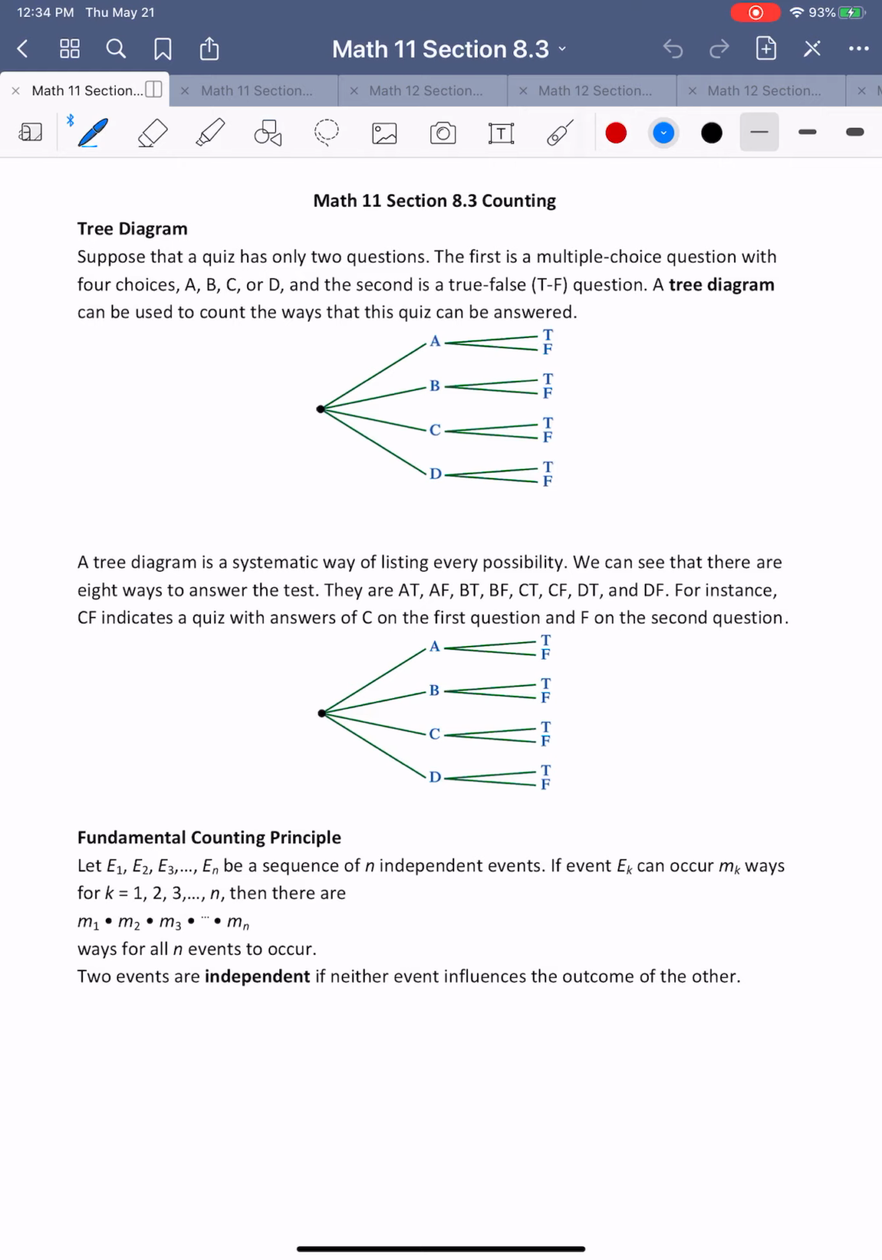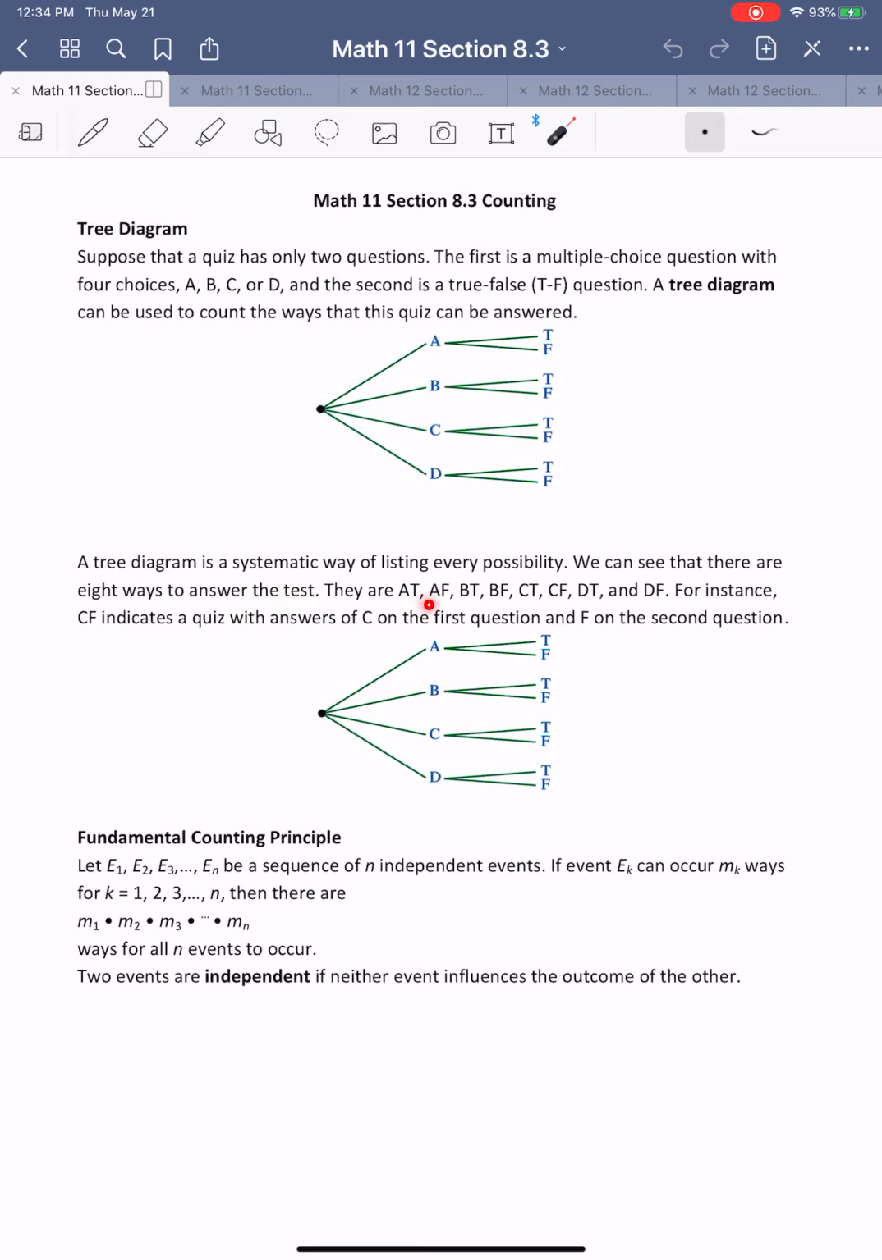So the tree diagram: suppose the quiz has only two questions, and the first is a multiple choice question with the four choices A, B, C, D. And then the second question is true or false, and there will be eight total samples you can get. A tree diagram is a systematic way of listing every possibility. We can see that there are 8 ways to answer the test.